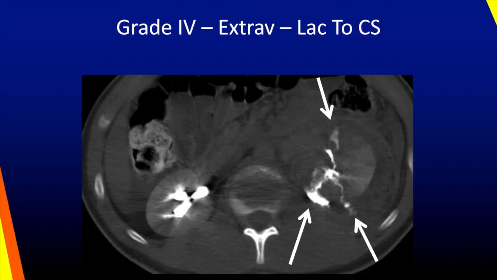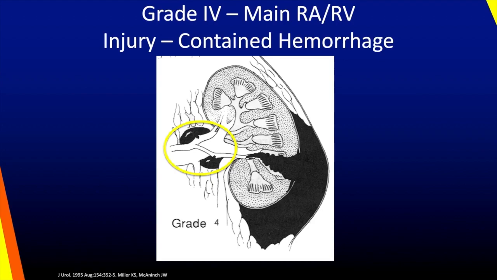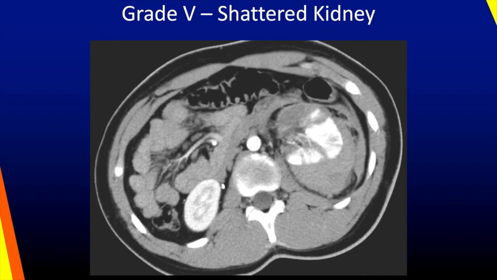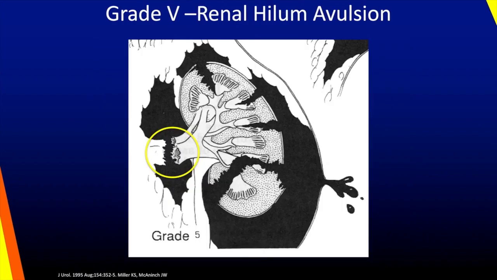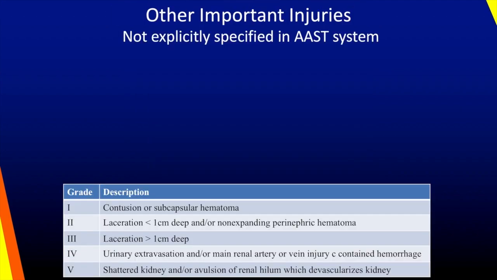Grade 4 injuries have urinary extravasation due to a laceration extending to the collecting system. Another grade 4 injury is a main renal artery or vein injury with a contained hemorrhage. These are rarely seen. Grade 5 injuries are shattered kidneys or renal hilum avulsions, again, rarely seen.